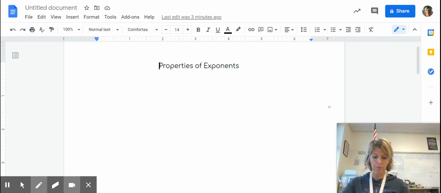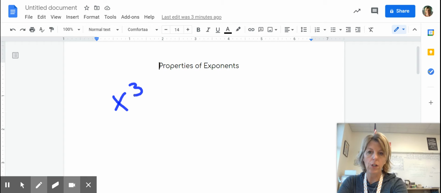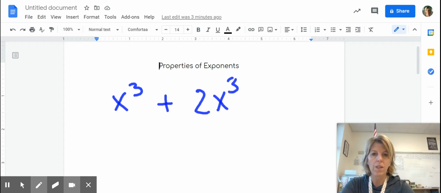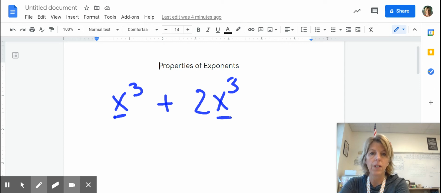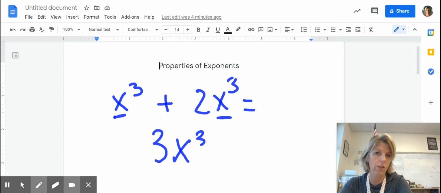Let's start with adding. We've done this before. If I have something like x to the 3rd plus 2x to the 3rd, this is what we've been doing in our equation work, right? If I have x to the 3rd and I have x to the 3rd, I just get more x to the 3rds. I had 1 x to the 3rd here and 2 x to the 3rds there, so now I have 3 x to the 3rds. Imagine it's cats: I have 1 cat plus 2 cats, and now I have 3 cats.